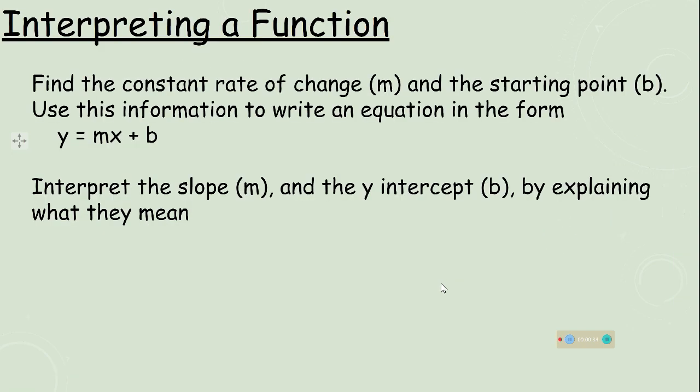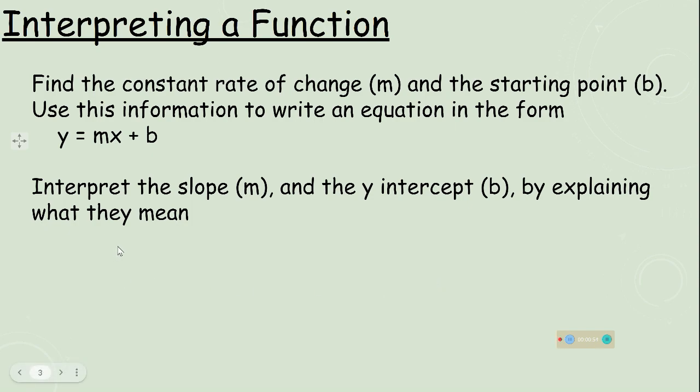You're going to look at the information given, whether it's in a table, a graph, words, or an equation. You're going to find the constant rate of change, that's m, and the starting point, which is b, so that you're able to write the equation or a function in the form y equals mx plus b.